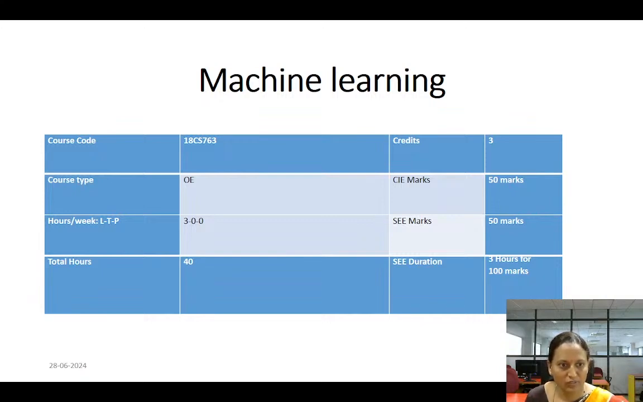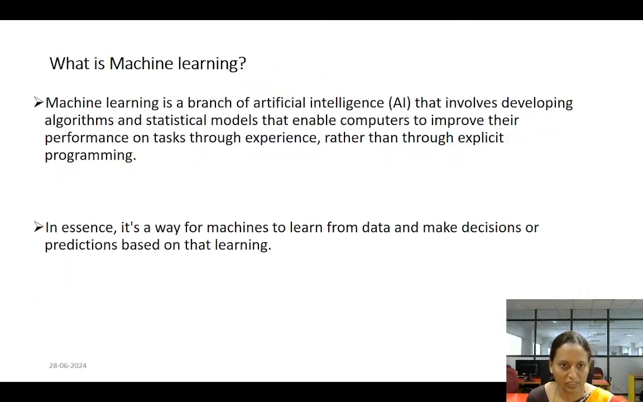The contents of the course go like this. It is a 3 credit course with CIE marks of 50 and SEE marks of 50. We have 3 classes per week. The total hours committed for this course is 40. We will have a SEE of 3 hours duration for 100 marks.